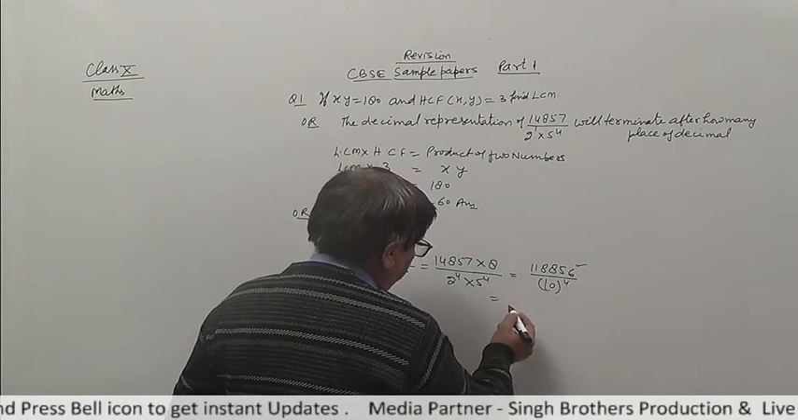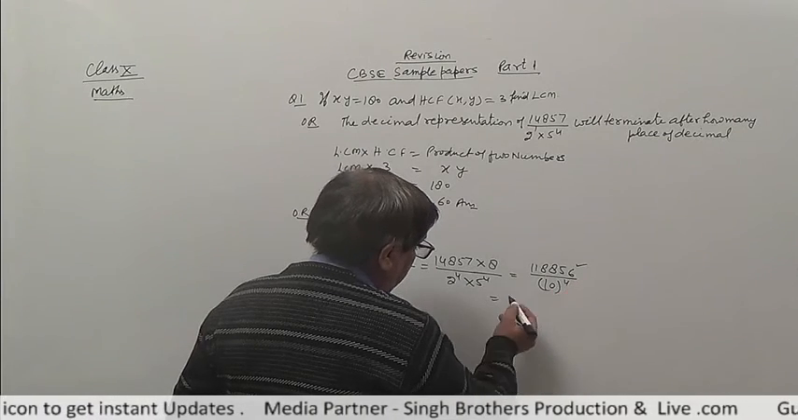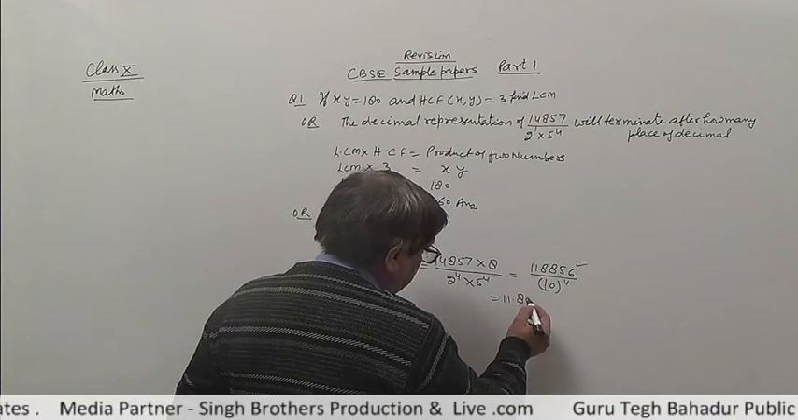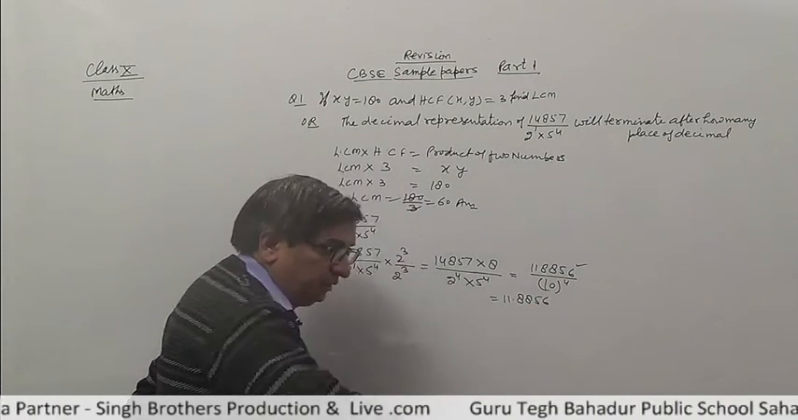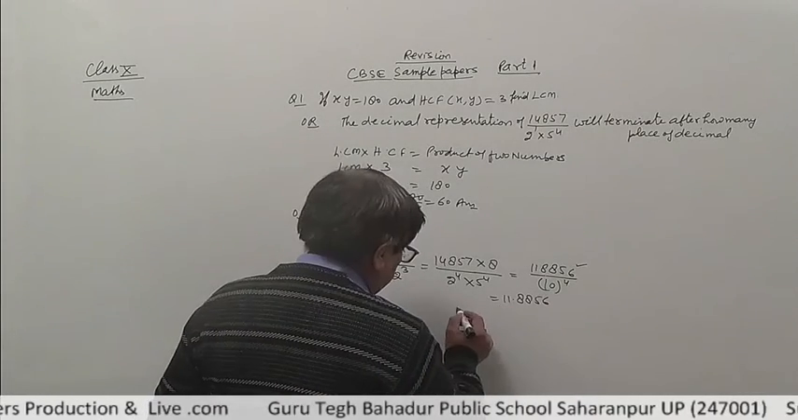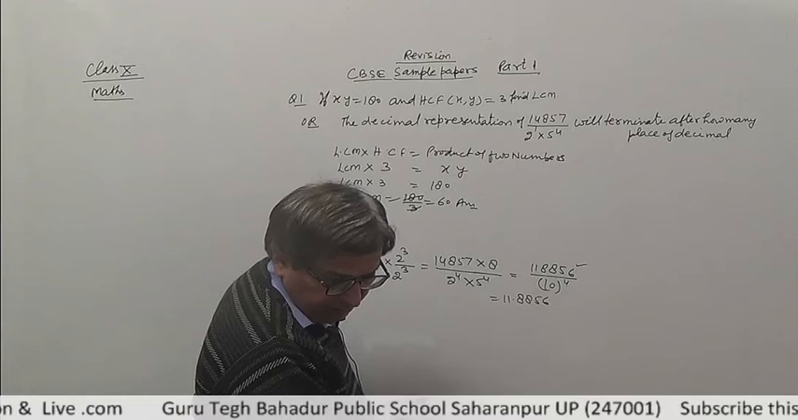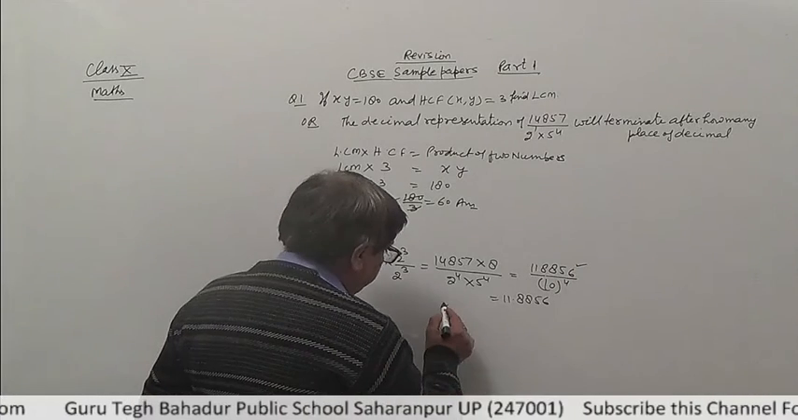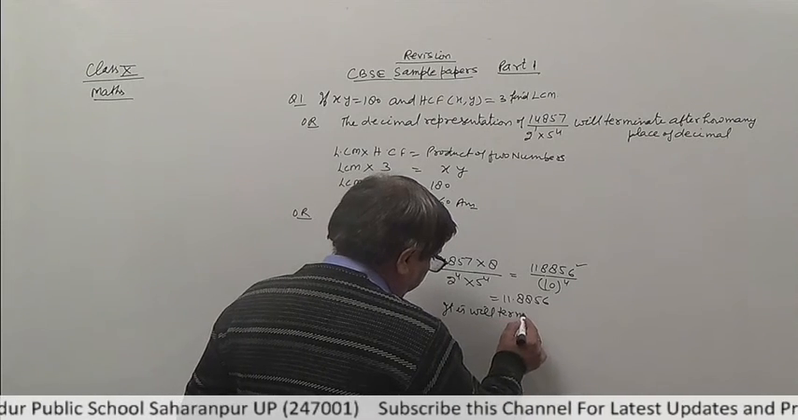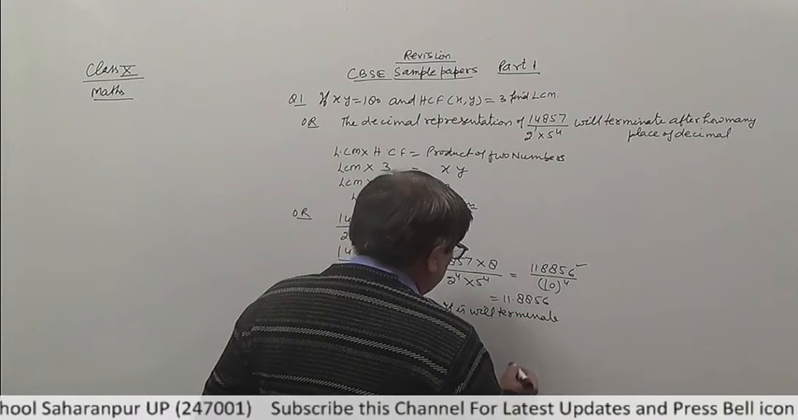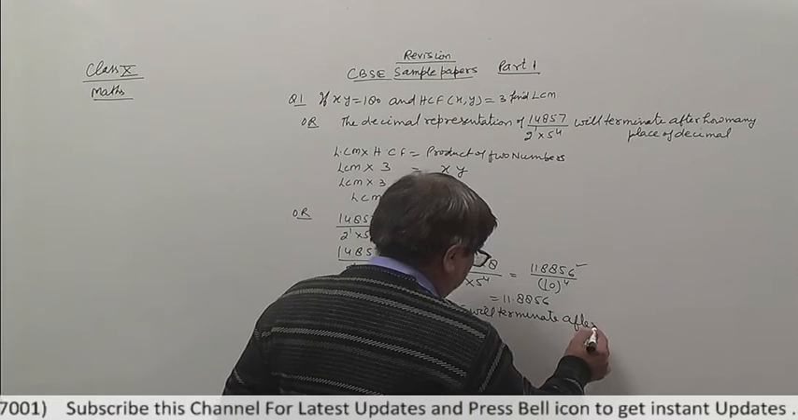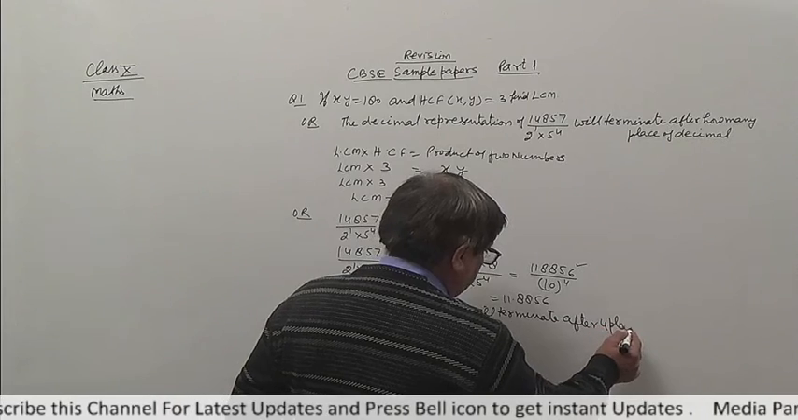So we will put the decimal after 4 places of digits. So the decimal will terminate after 4 places of decimal.